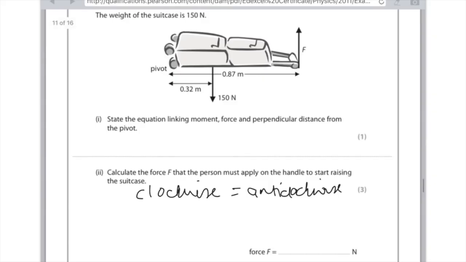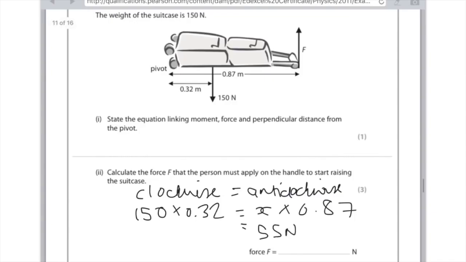So we're going to write, remember moment is force times distance, so force acting clockwise is 150 times the distance, which is 0.32. We're looking for force, so I'm going to write x here, and then remember moment is force times distance. We've been given the distance, which is 0.87. And then if I solve for x, I get an answer of 55 newtons. This is more maths, so if you're not happy with how I worked that out, do let me know and I'll add an extra step next time.